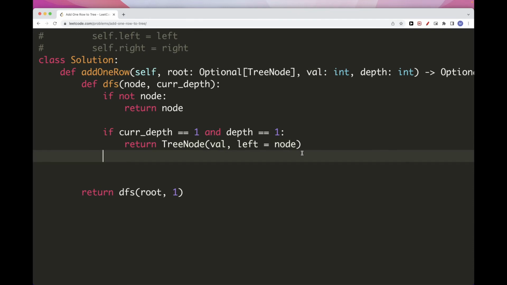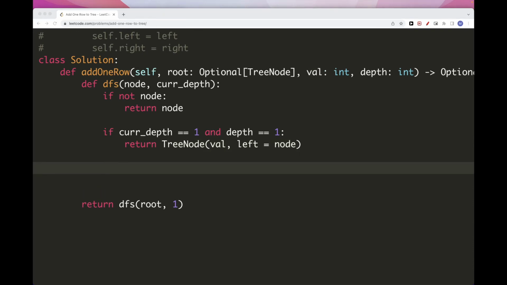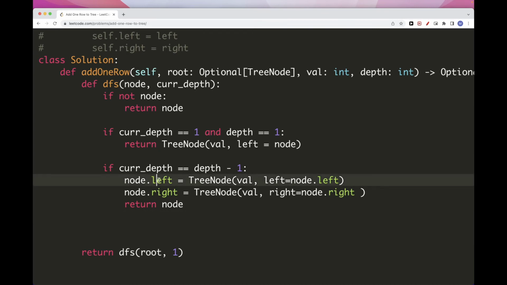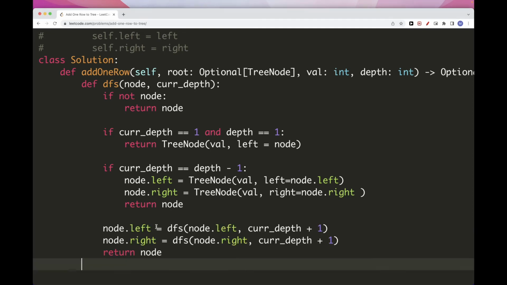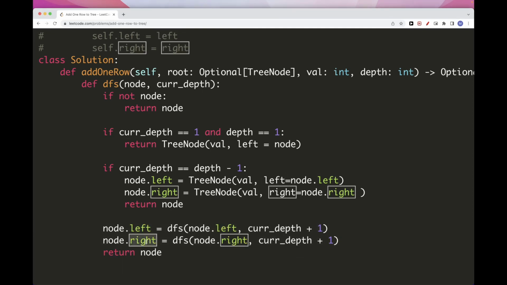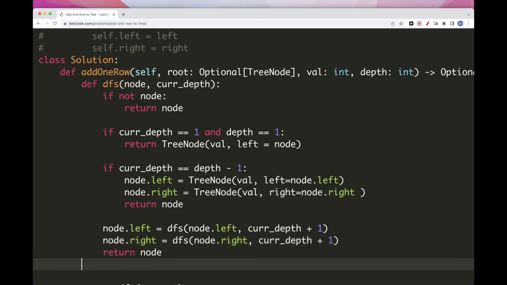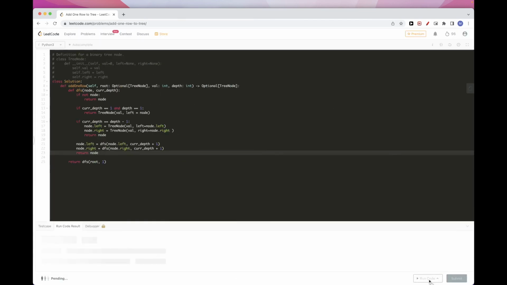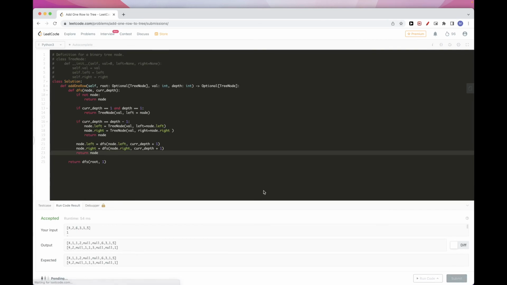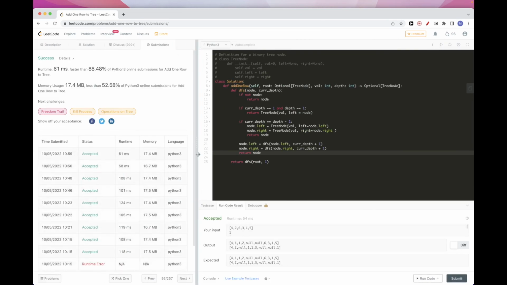That we get here. Now the other cases, so if the current depth is equal to depth - 1, then we want to make the left be the original left, so no right, that's what the problem says. And for the right, we want to make the right be the original right, but no left subtree, and we want to return that node because we are done at this point. But otherwise, we want to recurse, right, on the rest of the tree. So the left side we recurse, but we increase the depth, and right side recurse, increase the depth, right? And that's pretty much it here. So let's run this. Let's submit. And that passes test cases.